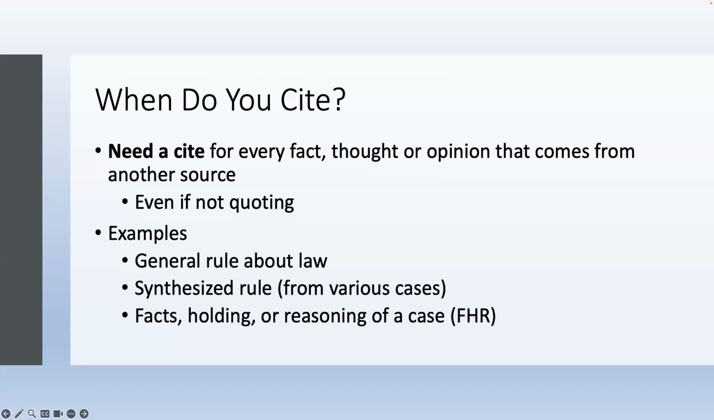Anytime, and as a general rule to help you, if you are going to start a sentence saying the court found, the court said, the court held, you need a citation after that sentence every single time.